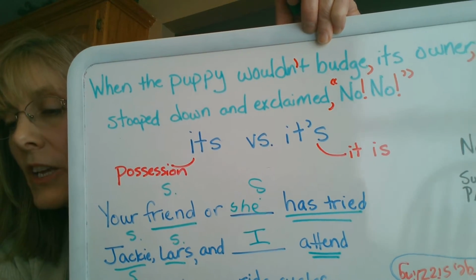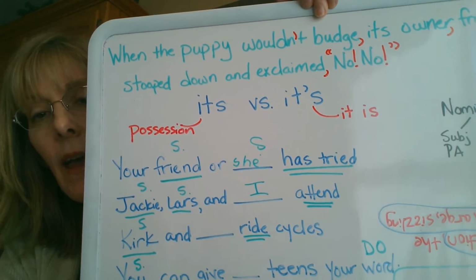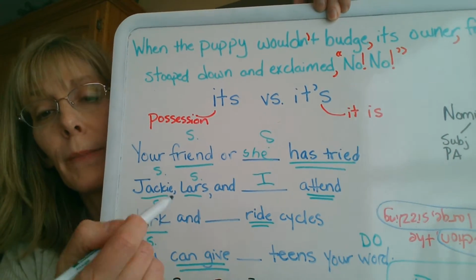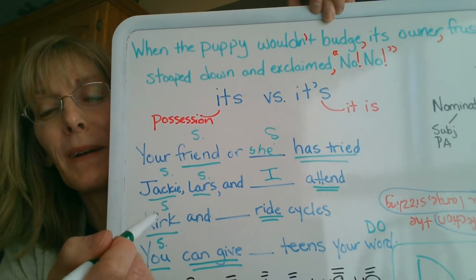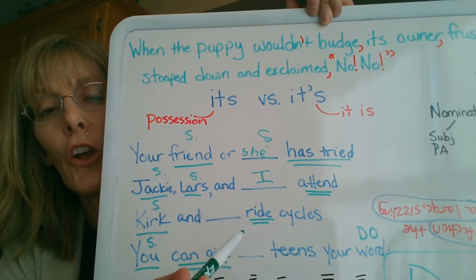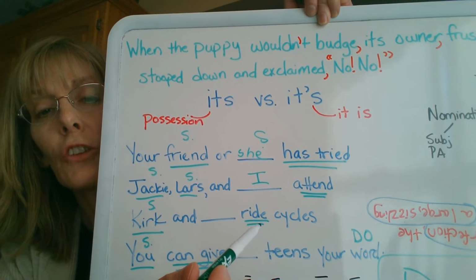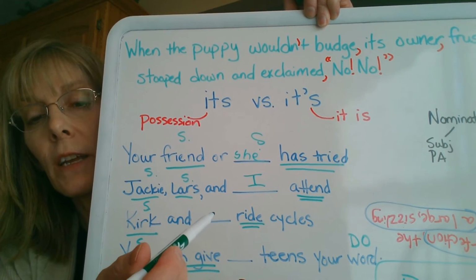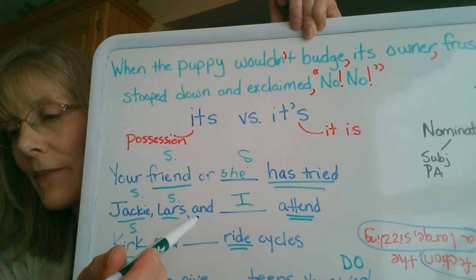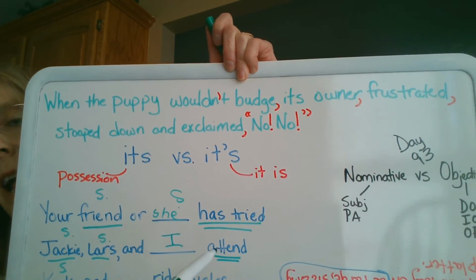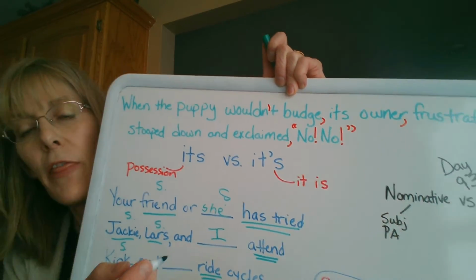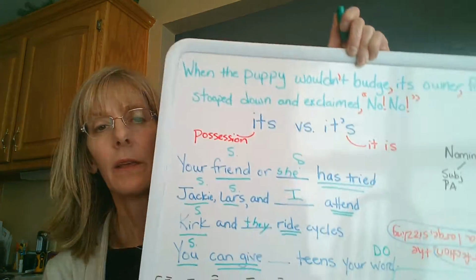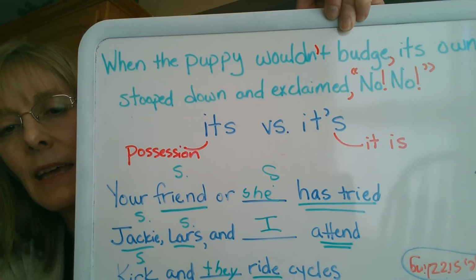Next sentence, Kira and they or Kira and them ride motorcycles. Actually, I put Kirk for mine, but whatever. It's the same idea. Kirk and something ride cycles. So we know ride is the verb, Kirk and is the subject. Subject is the nominative case, and if we looked at our nominative list, we would see that they is a nominative pronoun, not them. So the correct answer is they.